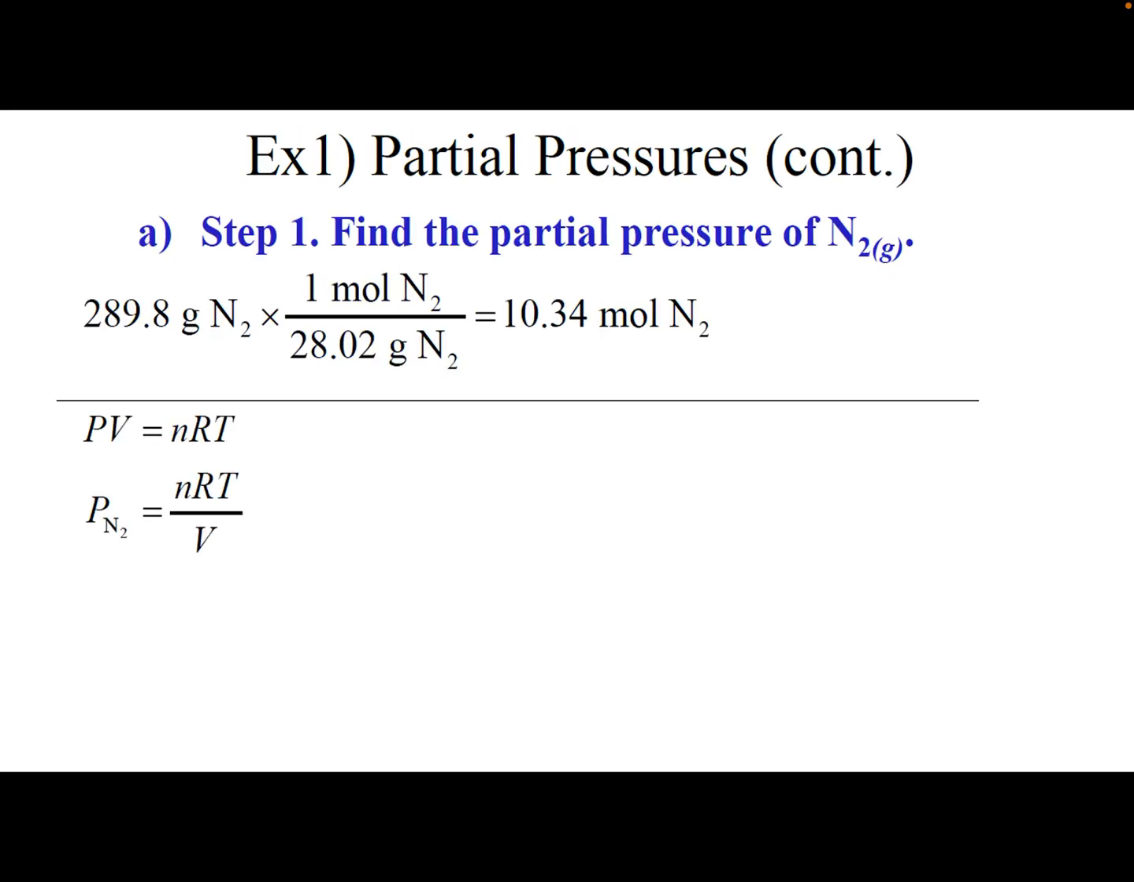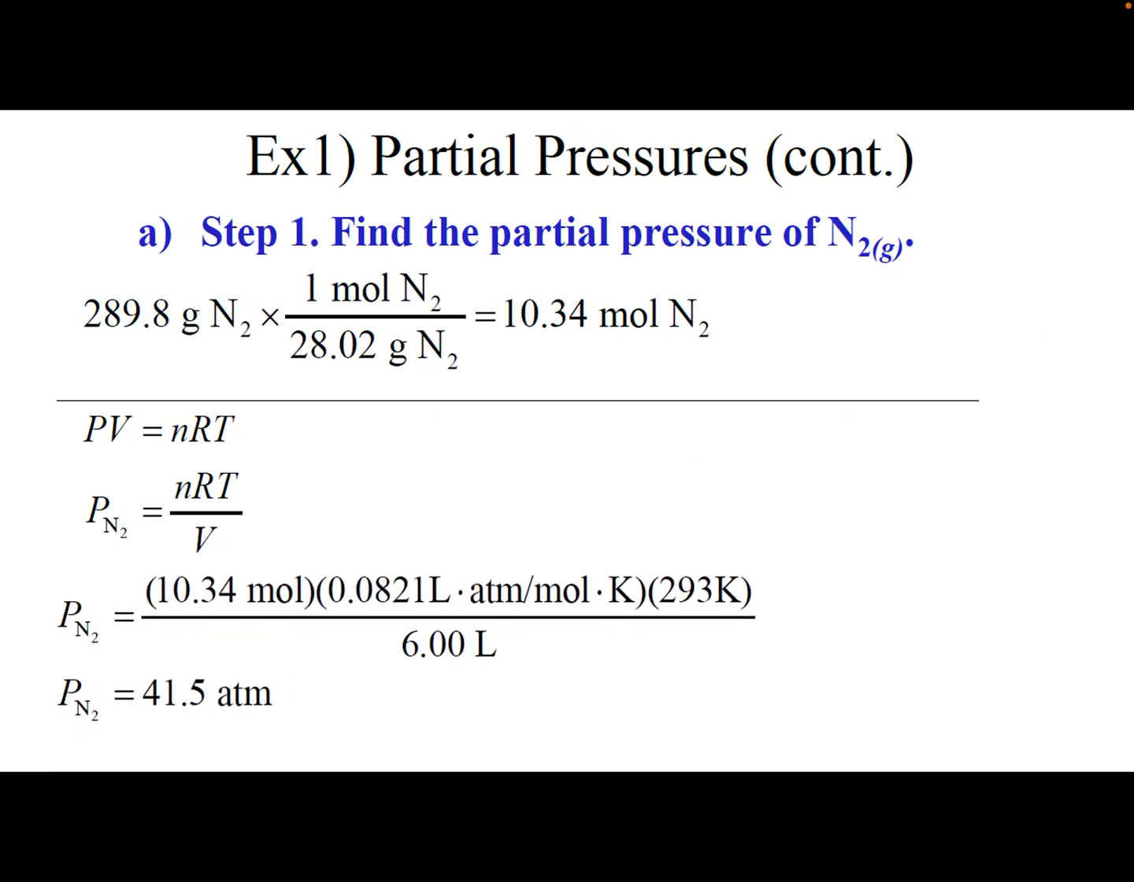Well, step 1, we're going to find the partial pressure of the nitrogen gas. We were given grams of nitrogen gas, so we could figure out how many moles of nitrogen gas we have. We can then use the ideal gas equation to solve for the pressure of nitrogen. So it's going to be the moles of nitrogen times R times the temperature over the volume. And so you can plug in the 10.34 moles, the 0.08206 or you can use 0.0821, the temperature of 293 Kelvin divided by the volume. So you should get the partial pressure of nitrogen as 41.5 atmospheres.